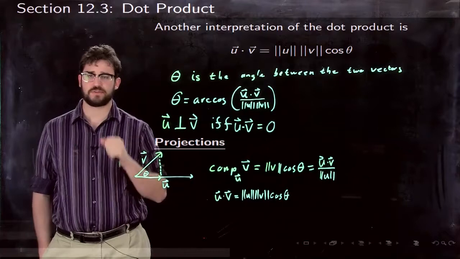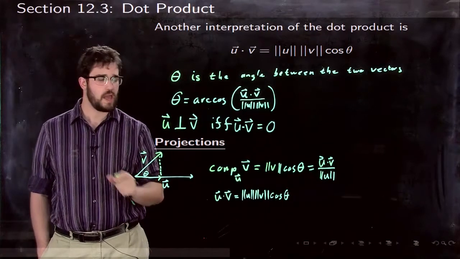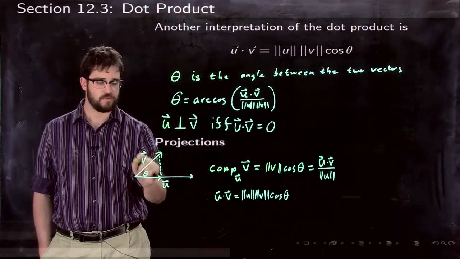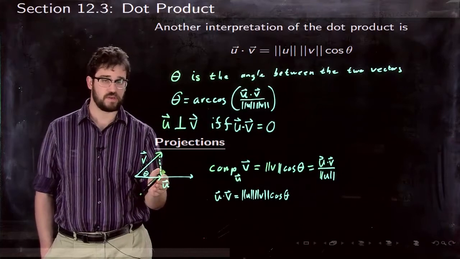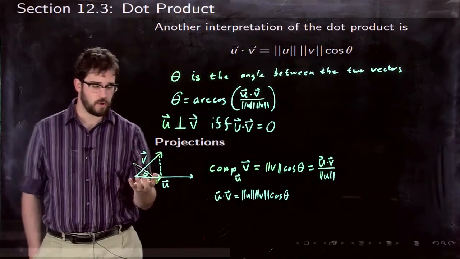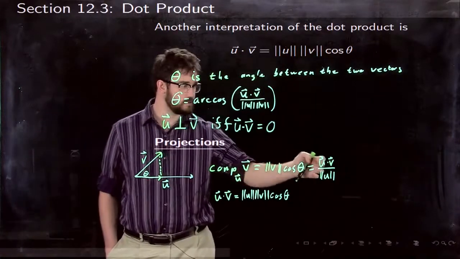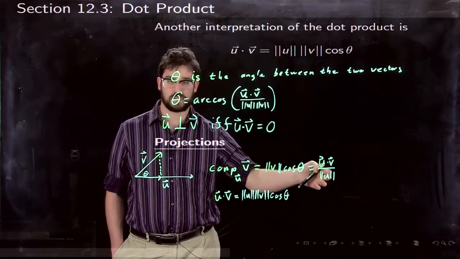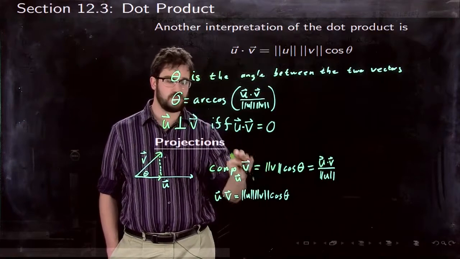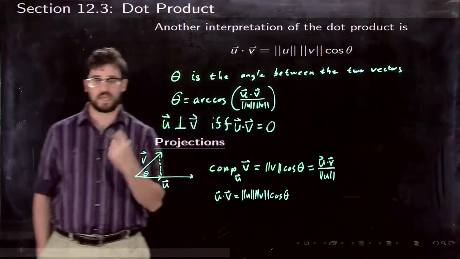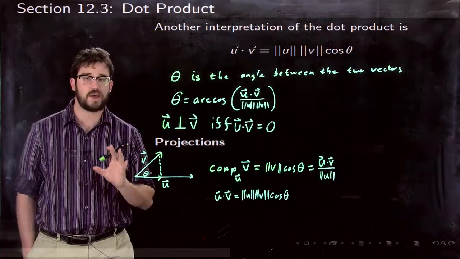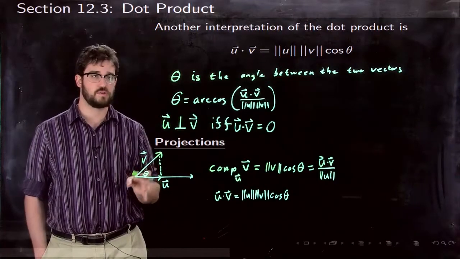So this answers my first question that I was asking. How much of v points in the direction of u? Because we're just looking for the magnitude there. Because, right, this produces a scalar. So the component of v in u, that's just a scalar. It's just a number. So that's how much of v goes in the u direction.